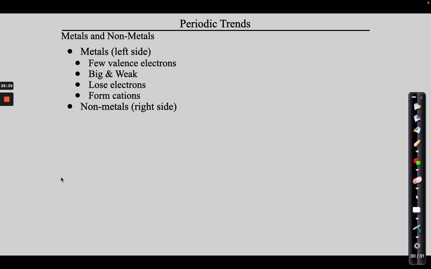Nonmetals are different. They're on the right side of that staircase line, okay? Do they have a few electrons or a lot of electrons? A lot. They've got many valence electrons. In general, are they big or small? They're small. And if they're small, are they weak or strong? That's right, they're strong. If they're strong, are they more likely to gain electrons or to lose electrons? They're more likely to gain them. If they're gaining them, are they going to take a positive charge or a negative charge? A negative charge. And what do we call those? Anions. They form the anions.